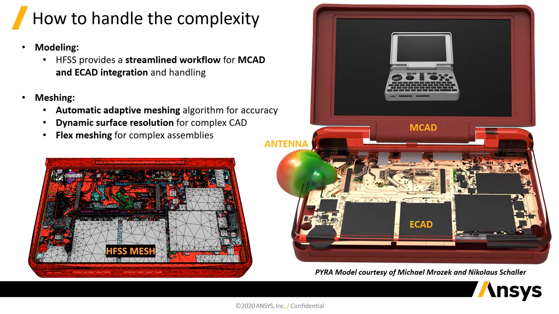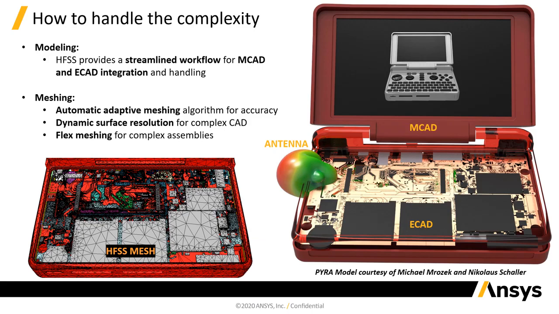HFSS, in order to solve Maxwell's equations, we have to mesh the geometry. And in HFSS, we do have very good meshing technology. Of course, the cornerstone of HFSS, it begins and ends with the automatic adaptive mesh refinement. So every HFSS simulation is really accurate. We can see here on the left side the adapted mesh for this printed circuit board and the mechanical CAD only on the bottom part of this laptop, but you can see that the mesh is not uniform.